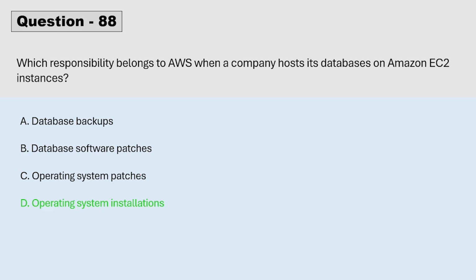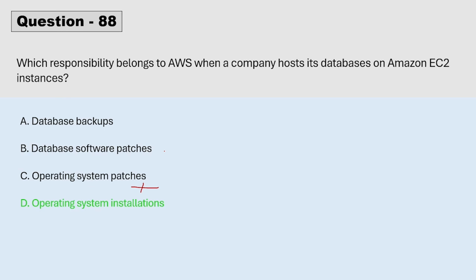And what about operating system patches? This is customer responsibility, right? Because the customer is responsible for applying patches and updates to the operating system of the EC2 instances. AWS manages the infrastructure, but the customer is responsible for configuration and maintenance of their instance operating system. So this is not correct.